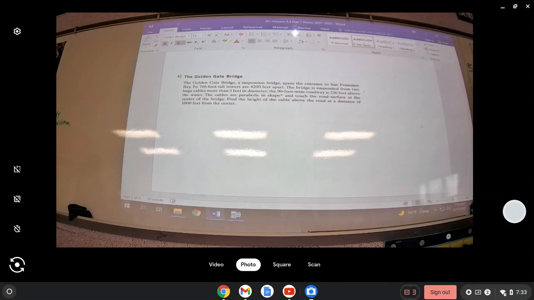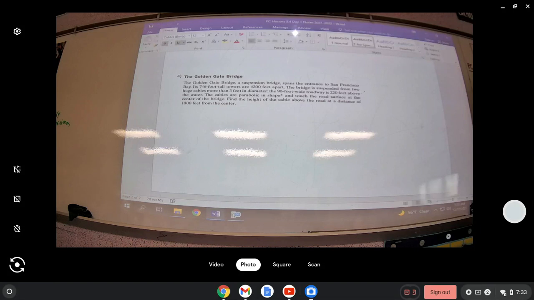This one says, the Golden Gate Bridge, a suspension bridge, spans the entrance to San Francisco Bay. Its 746-foot tall towers are 4,200 feet apart. The bridge is suspended from 2 huge cables, more than 3 feet in diameter. The 90-foot wide roadway is 220 feet above the water. The cables are parabolic in shape and touch the road at the surface at the center of the bridge. Find the height of the cable above the road at a distance of 1,000 feet from the center.